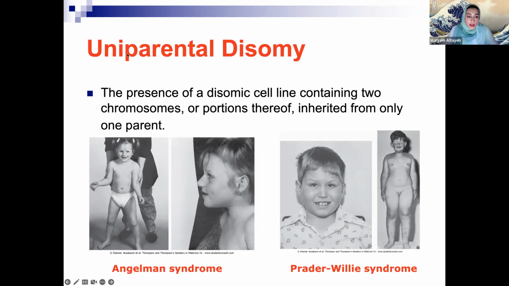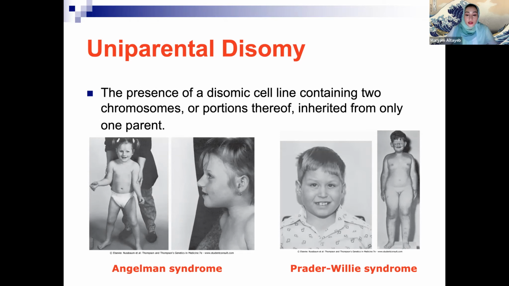And then you have something called uniparental disomy. So uniparental, uni meaning one, parental meaning parent, okay, and disomy meaning two pairs, okay? And so that basically explains the definition in a nutshell. Again, when you guys are stuck, just make sure to dissect the definitions in this way, okay? So what this means is you have a disomic cell line containing two chromosomes inherited only from one parent.